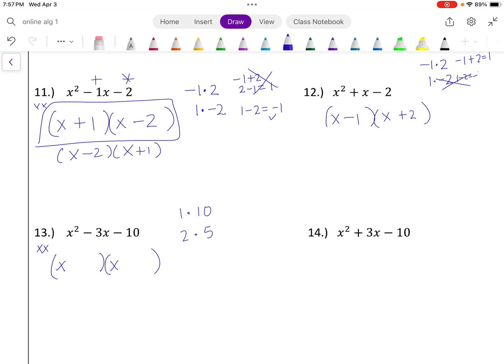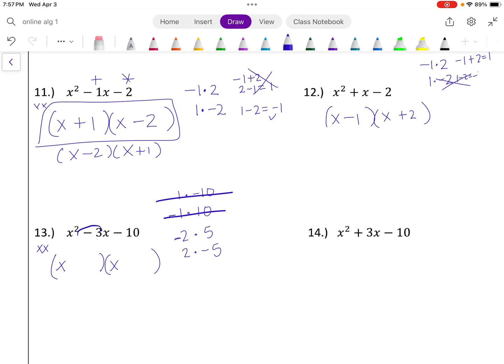So now when I'm thinking about a negative 10, I've got 4 options. I could have a negative 1 and a positive 10, a positive 1 and a negative 10, a negative 2 and a positive 5, or a positive 2 and a negative 5. Okay? Well, which one of those is going to add to be 3? Well, 1 and 10, that's not going to work. So it's got to be either one of my 2 and 5.